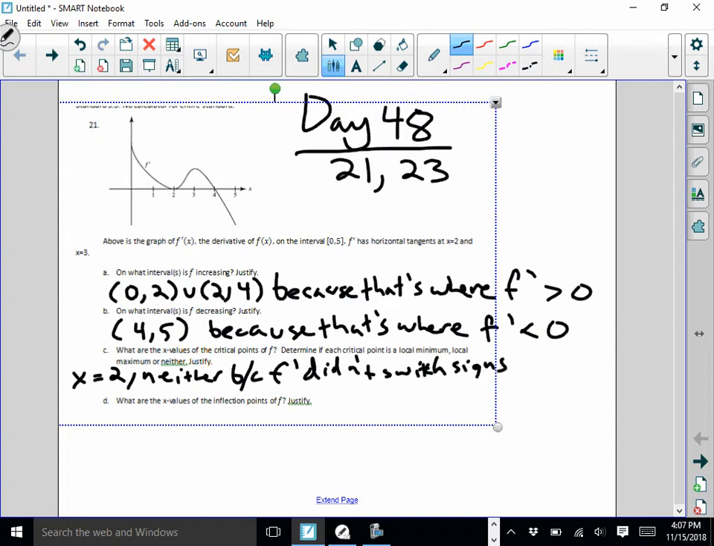How about at x equals 4, the other critical point? f prime definitely switches signs there. f prime switches from positive to negative, therefore that's a local max. x equals 4 is a local max.